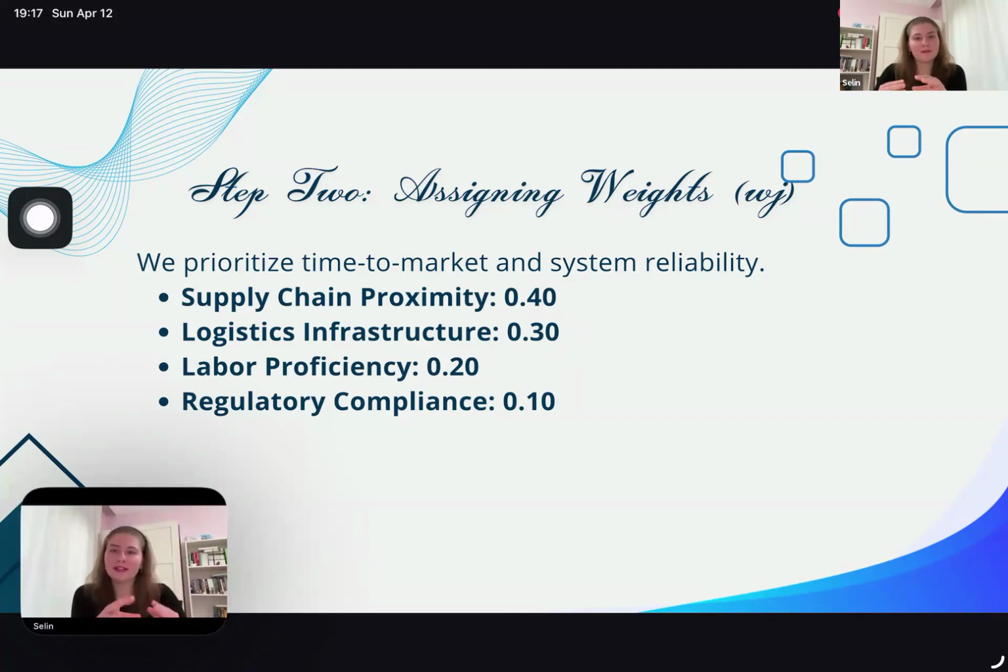So supply chain proximity is going to be 0.4, and then logistic infrastructure is going to be 0.3. Then labor proficiency is going to be 0.2. And the last one is regulatory compliance, which is going to be 0.1. These are our weights for each factor.